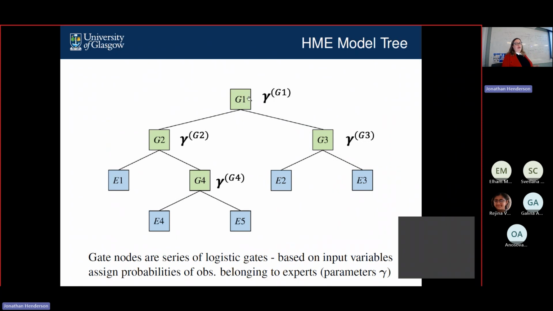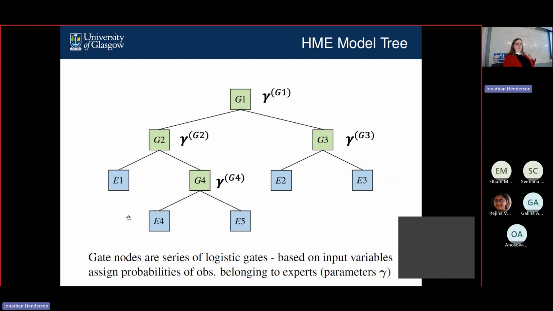And so we're going to do that by using those logistic gates, same as we had before for the pies. So you have a particular covariate vector for the ith observation. We have some gamma, which tells us the probability of going from G1 to G2 or G1 to G3. And so essentially we've got this soft partition, where we go from G1 to G2, maybe G2 to G4, and then finally G4 to E4.